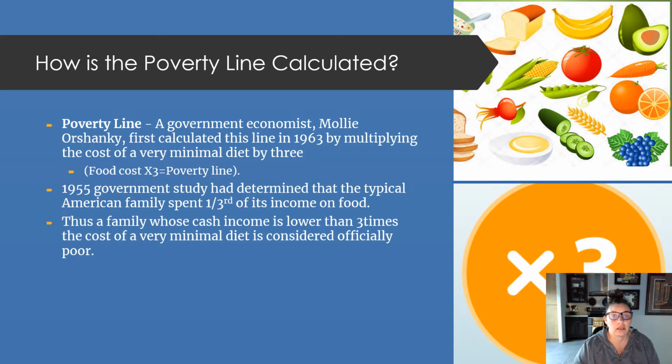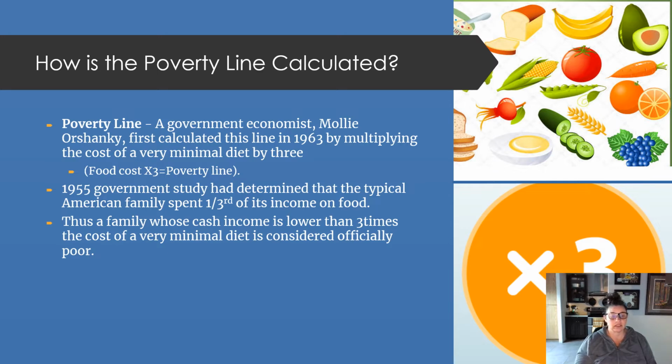So the poverty line actually has a fairly simple calculation. It's your food cost times 3, and then that's the poverty line. So in the 1960s, this guy named Orshansky calculated that if you have a very minimal food budget and you're eating very simplistic, minimal, low-cost food, that if you take that cost and multiply it by 3, that's the level you would get for somebody who is living in poverty.